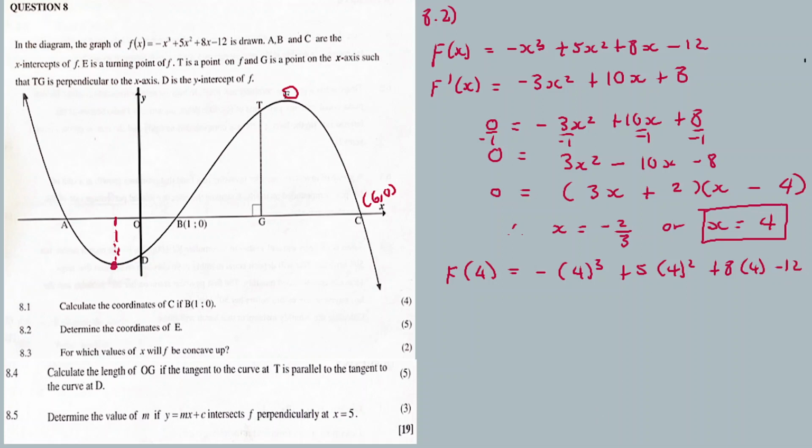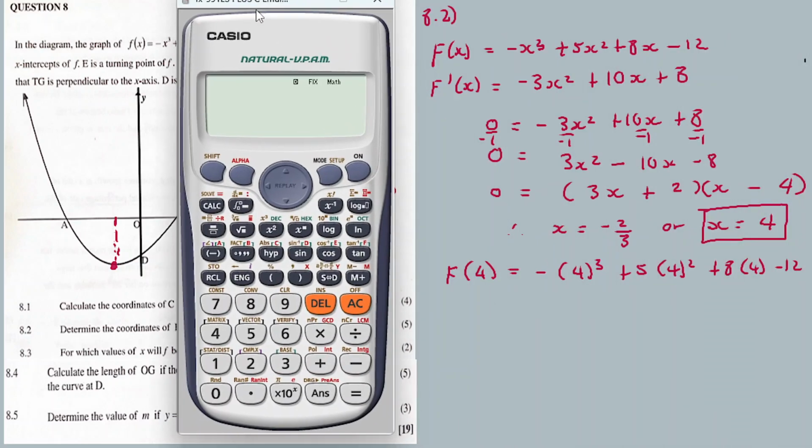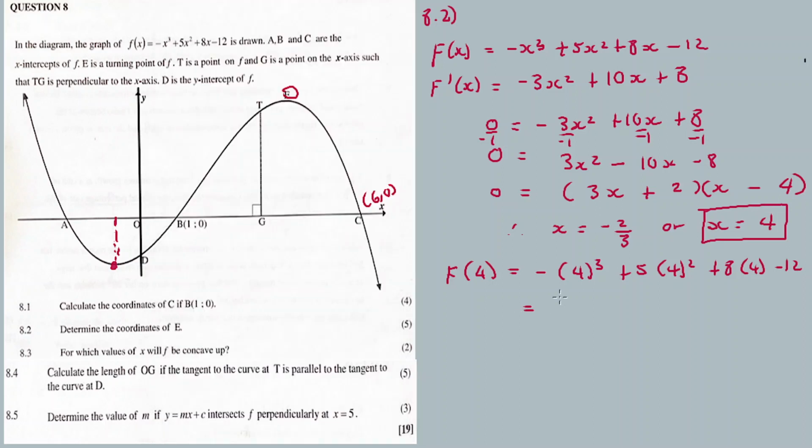We get, so minus 4 cubed plus 5 times 4 squared plus 8 times 4 minus 12. The answer is 36. It's 36. Therefore my coordinates of E are 4 and 36. Now my coordinates of E are done.